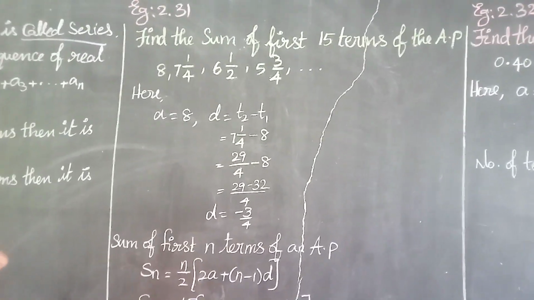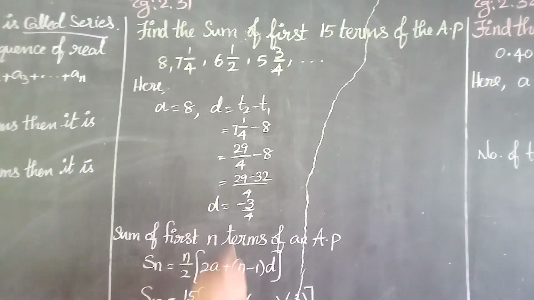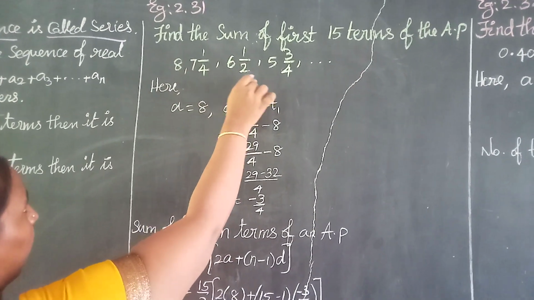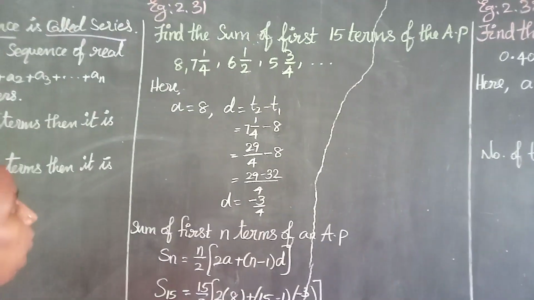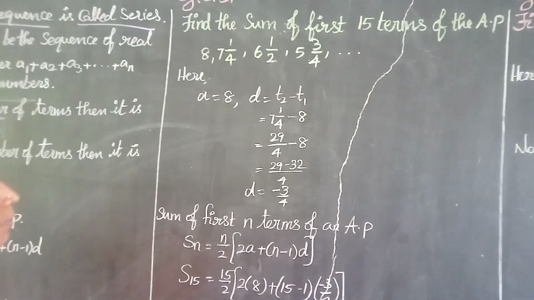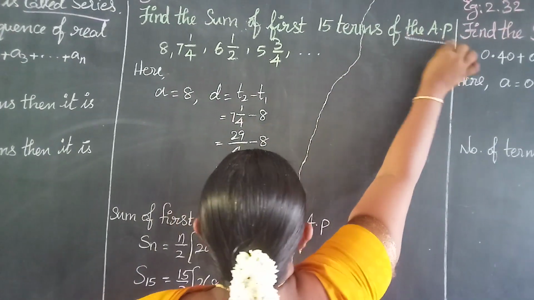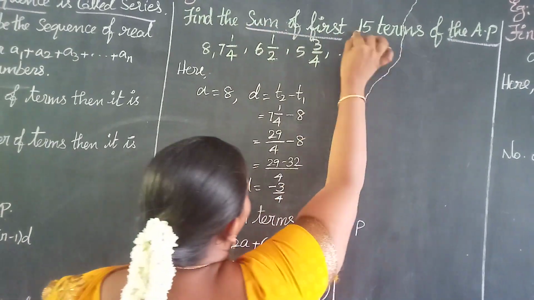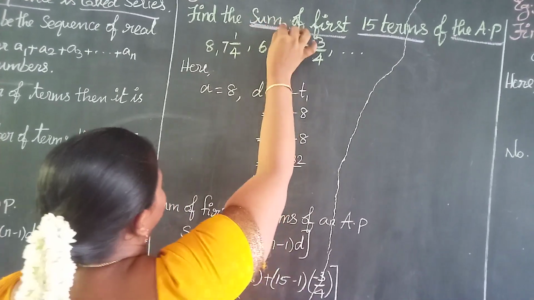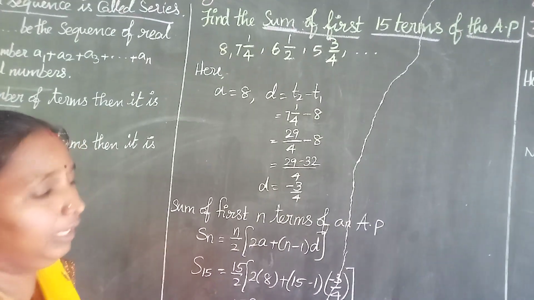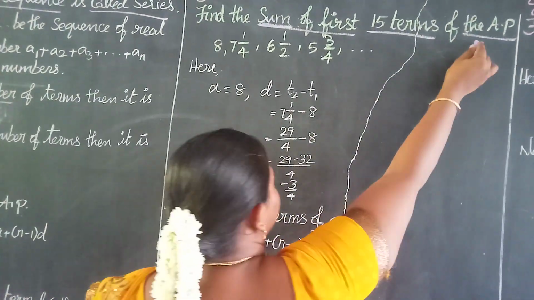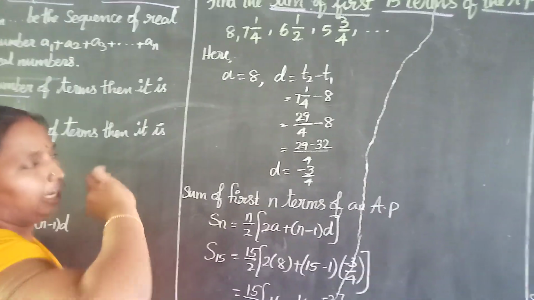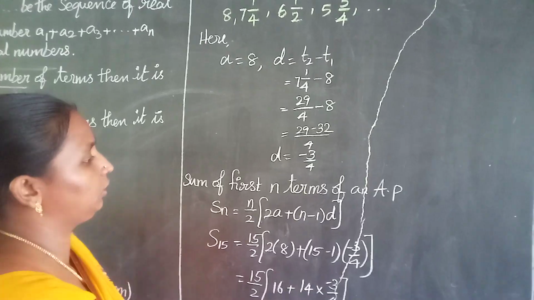Find the sum of the first 15 terms of an AP: 8, 7 1 by 4, 6 1 by 2, 5 3 by 4, and so on. So they have given that the sequence is in AP. They ask the sum of the first 15 terms. Sum of means you have to find Sn. Since the series is in AP, the formula is Sn equal to n by 2 into (2a plus (n minus 1) into d).